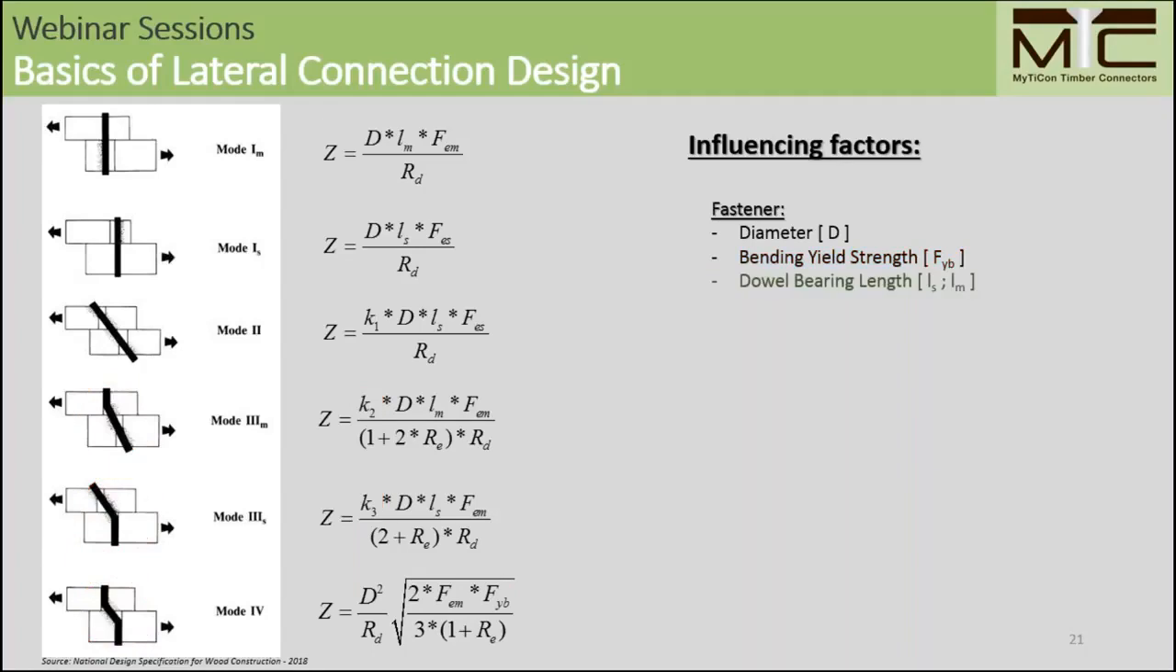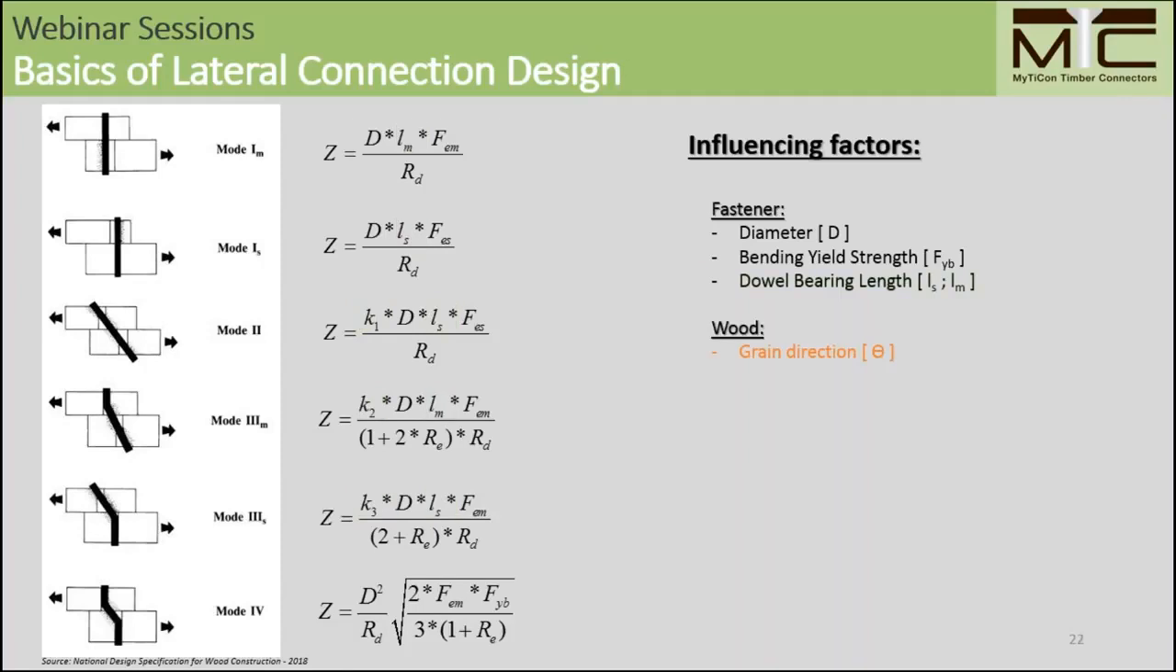The last influencing factor of the fastener is the dowel bearing length, for side member and main member likewise, and those go in formulas 1 through 3. And we don't see this dowel bearing length taken into action in failure mode 4, because in failure mode 4, we already consider a ductile or plastic formation of a hinge in both members before embedment failure throughout the entire side or main member.